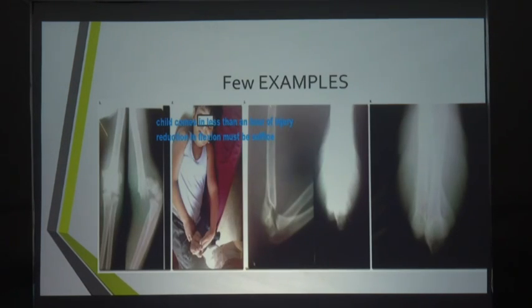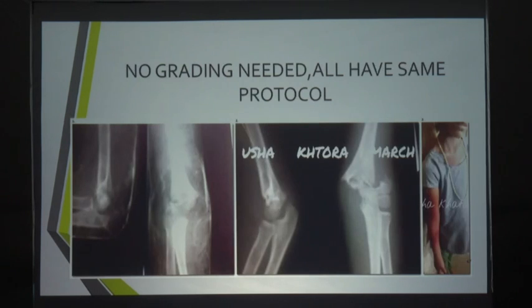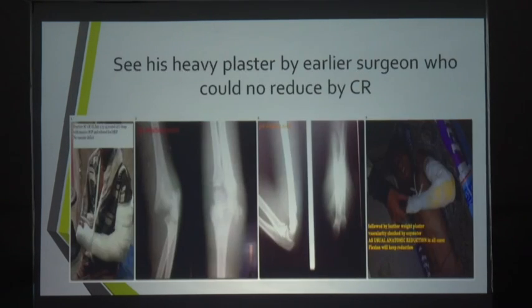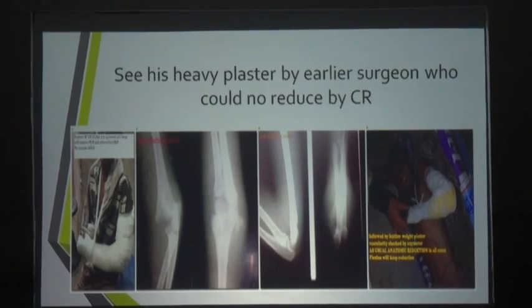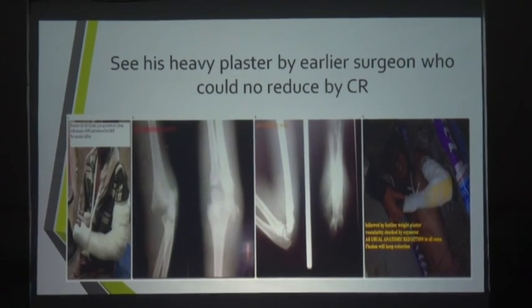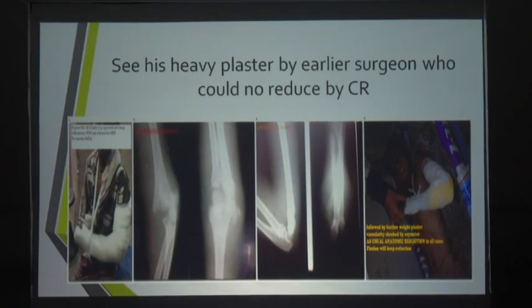Few examples. Now I won't go in detail. You see this very heavy plaster by some other person could not achieve reduction. Gravity applied on day 10, reduction is achieved in the plaster.